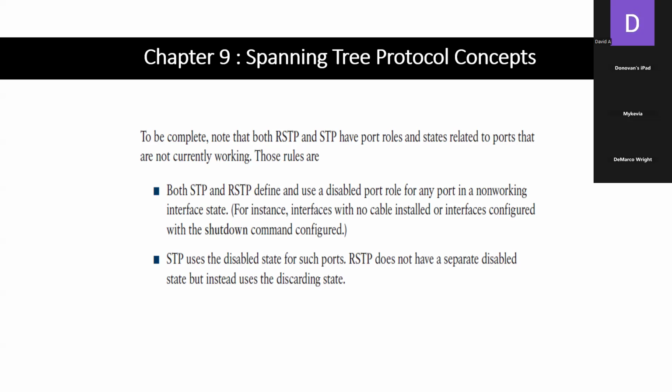Okay. Last but not least, and this is where it's different, Rapid Spanning Tree and Spanning Tree place each port in either a forwarding or a blocking state. Now, in terms of syntax, and of course words that are being used, Spanning Tree calls it a blocking state. Rapid Spanning Tree calls the blocking state the discarding state. Okay.